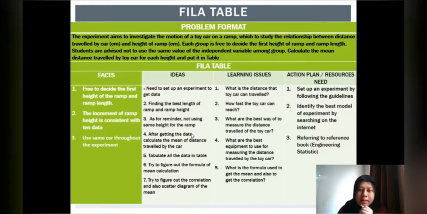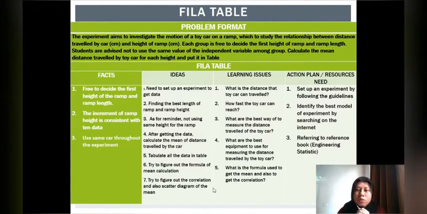Fourth, getting the data. After getting the data, we have to calculate the mean for the distance traveled by the car. Fifth, tabulate all the data in the table. And sixth, try to figure out the formula of the mean calculation. Seventh, try to figure out the correlation and also the scatter diagram of the mean.